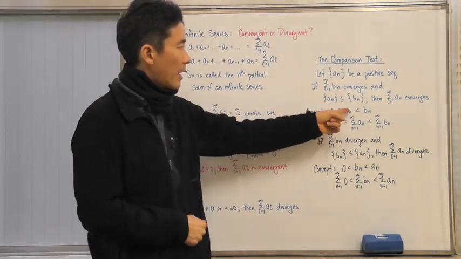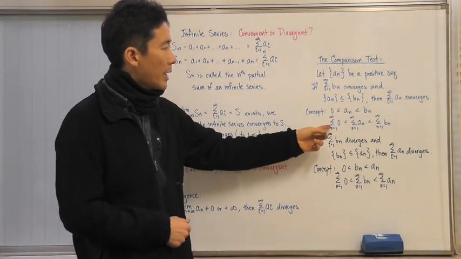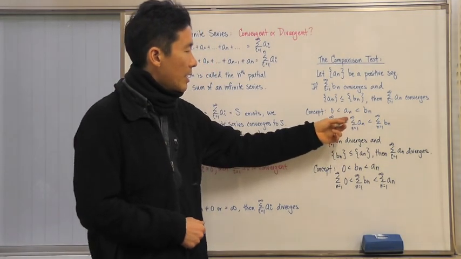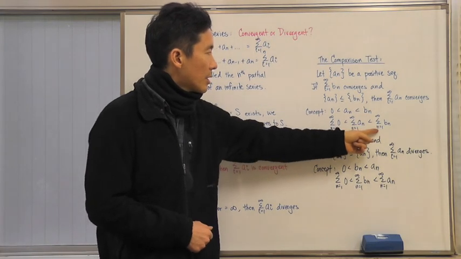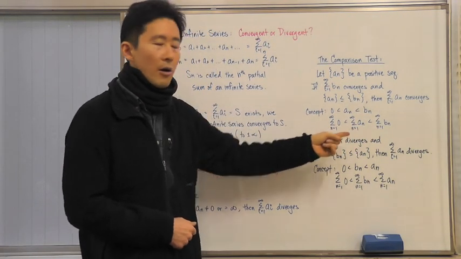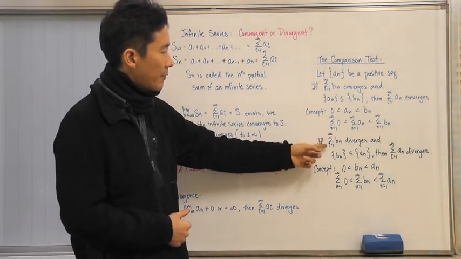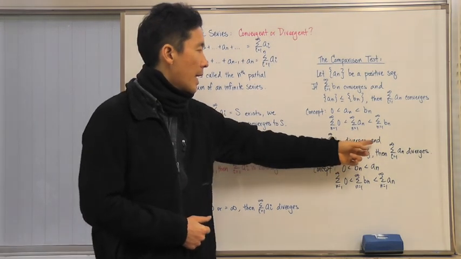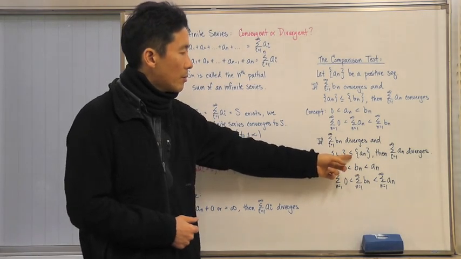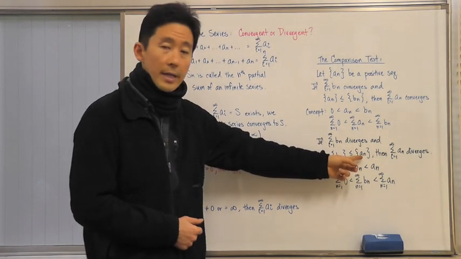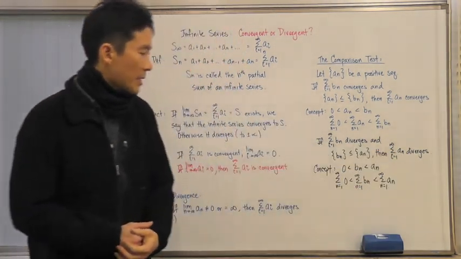So this is the concept again: we are comparing all the sequence terms, and if we add them all up to an infinite number of terms, since this one converges, this one also has to converge. In the same respect, if the infinite series of b sub n diverges, and we know that the b sub n sequence terms are always less than the sequence terms of a sub n, then the infinite series a sub n will also diverge.